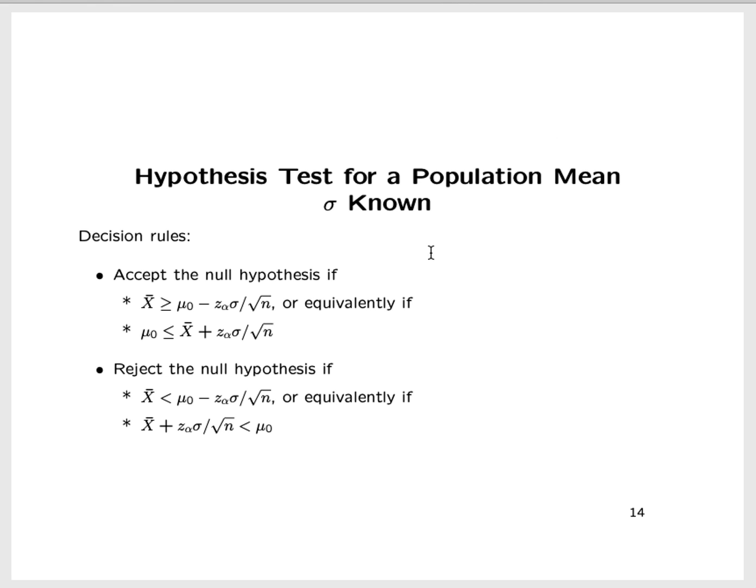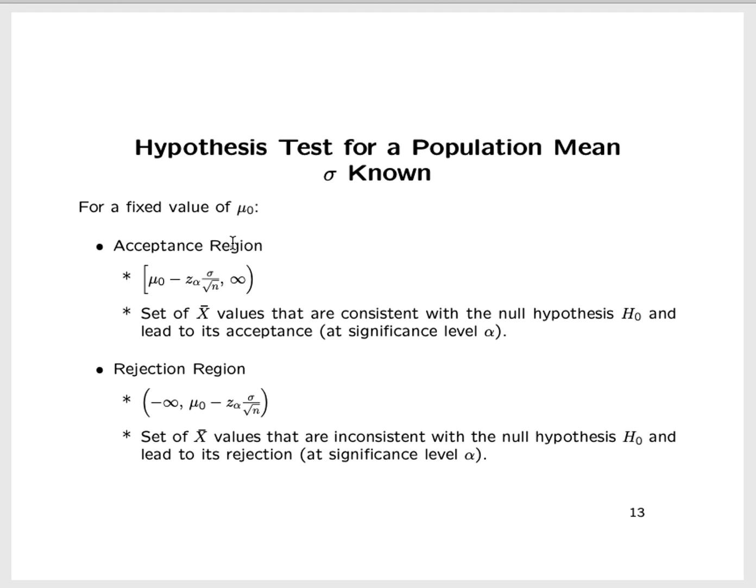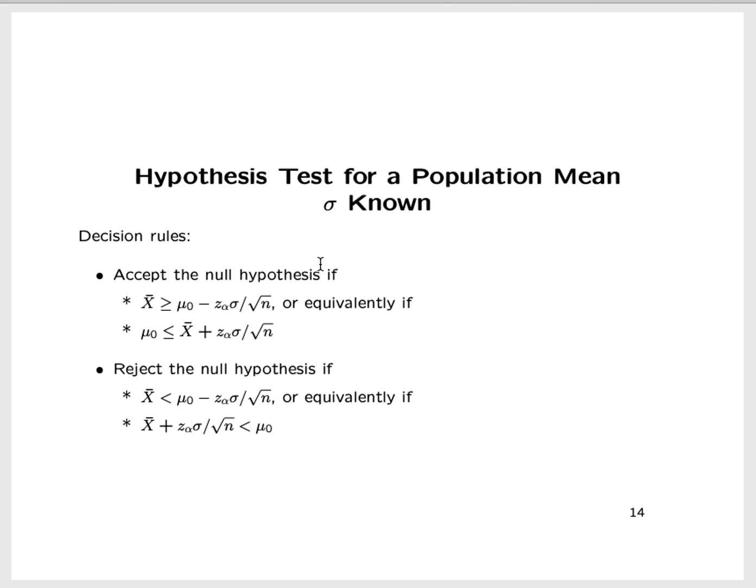Now, again, we can restate this in terms of decision rules. And so for this situation, based on these intervals that we've identified here, we would accept the null hypothesis if x bar is greater than or equal to mu sub 0 minus z sub alpha times the standard error of x bar, and we would reject the null hypothesis if x bar was less than that point.